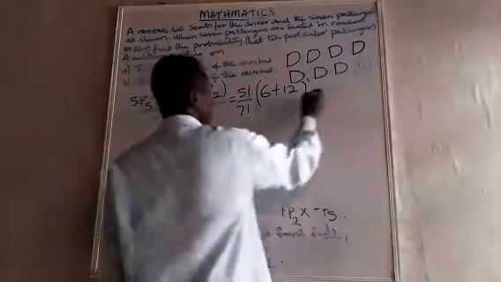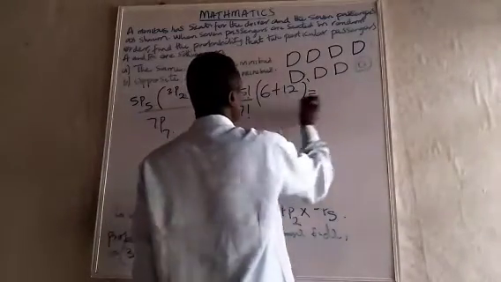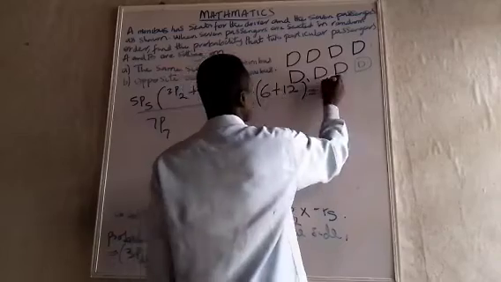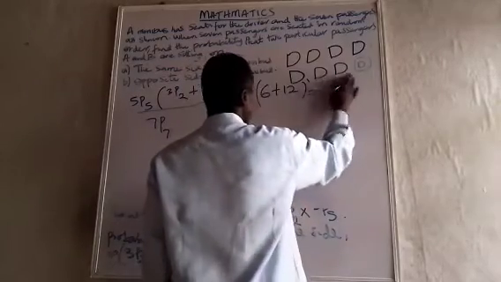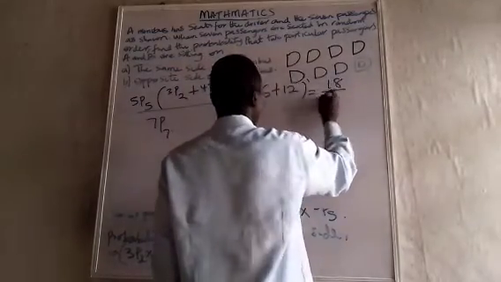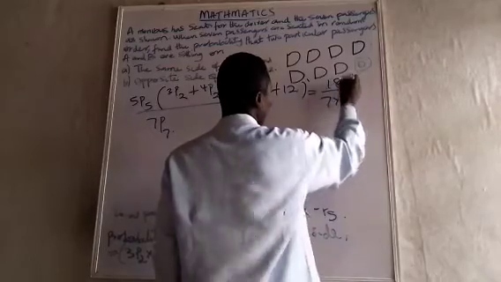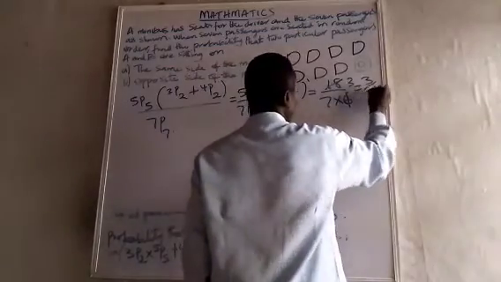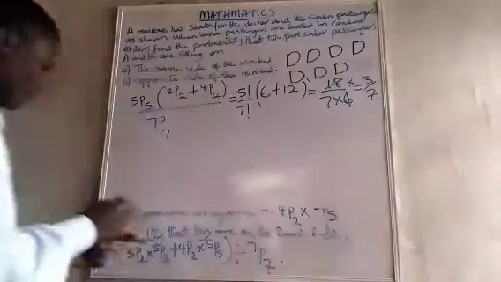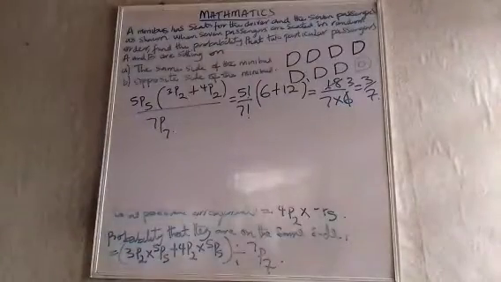So we are going to have 18 divided by 7 times 6. So we are going to have 3 over 7. So our answer is 3 over 7. So let's look at another way you can undo it.